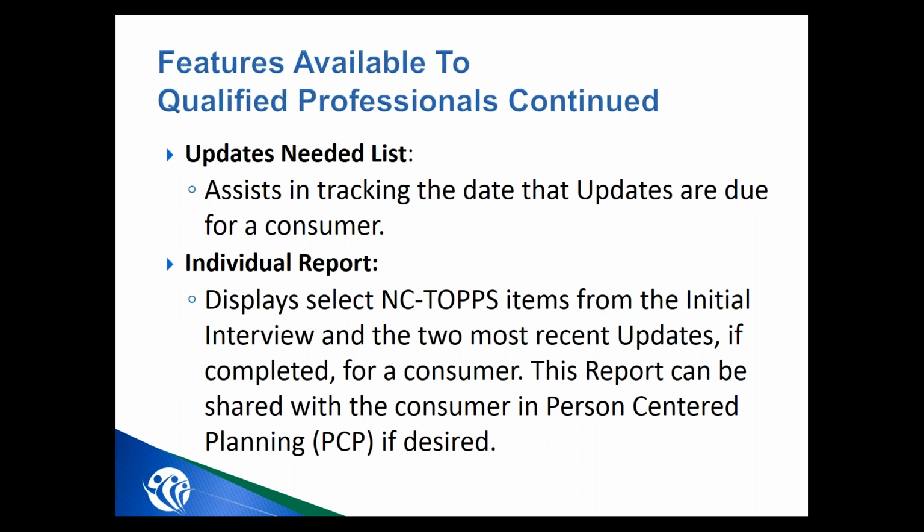So two of the other features that we're going to go over today are the updates needed list, which is used in helping you track the date that updates are due for a consumer, and the individual report. This report allows you to select NC TOPPS items from the initial interview and the two most recent updates, and allows those reports to be shared with the consumer in their person-centered planning. So these are two features that are very useful.